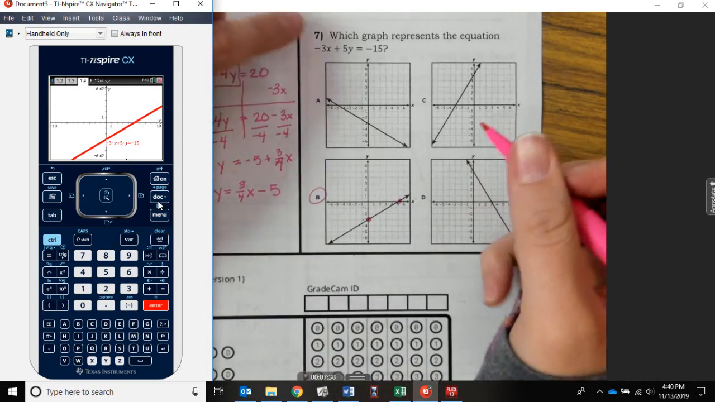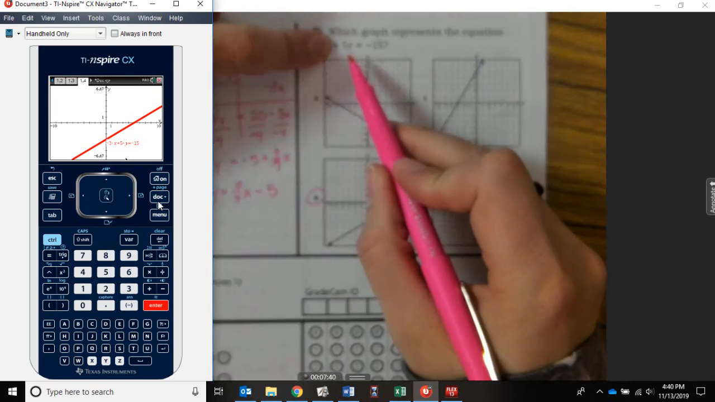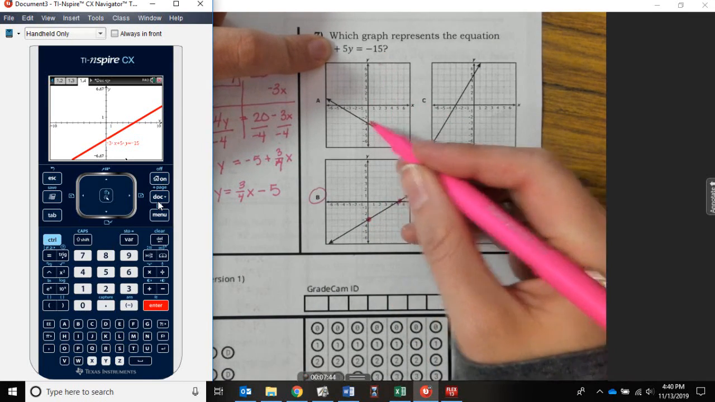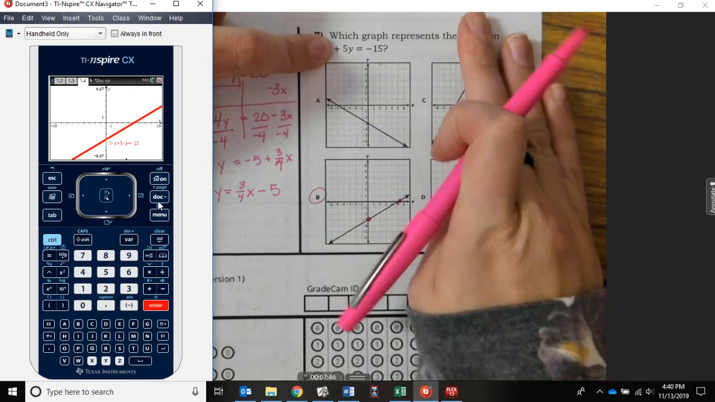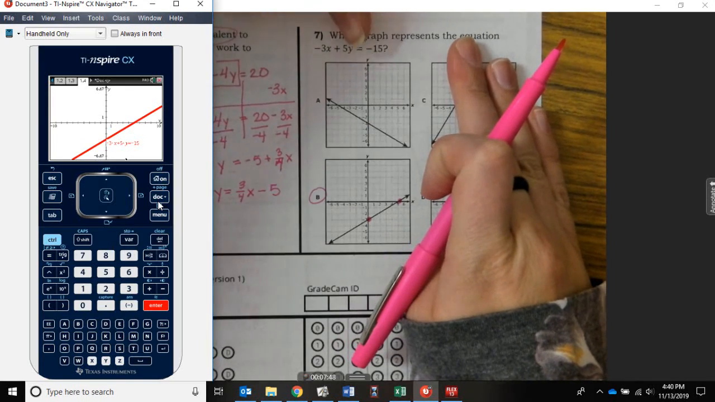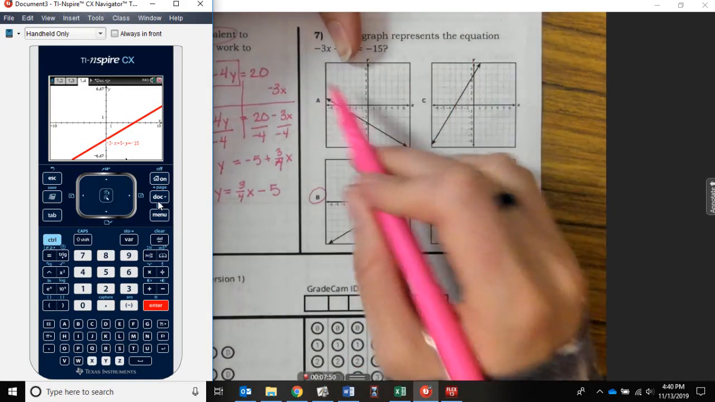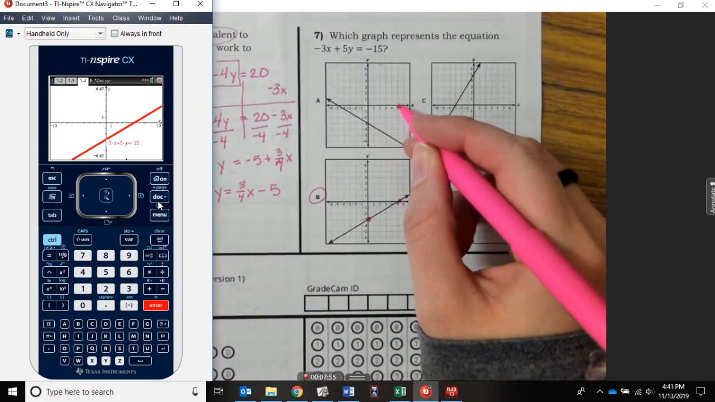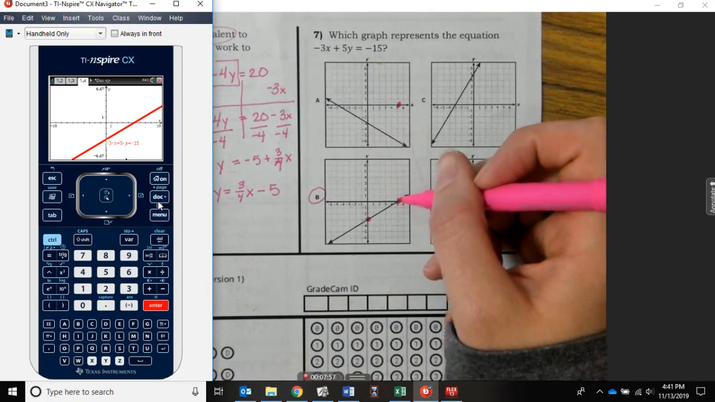You could have also, hey, if I cover this up and divide, my y is negative 3. Well, negative 3, that one's negative 3. That would have eliminated these two. And then if I cover up my 5 and I divide by negative 3, I get positive 5. So this one doesn't cross at positive 5, but this one does.